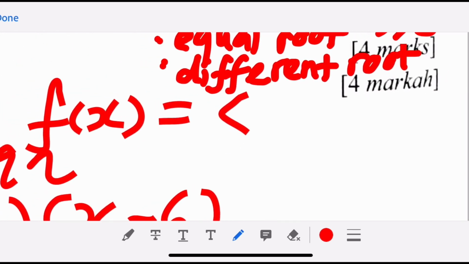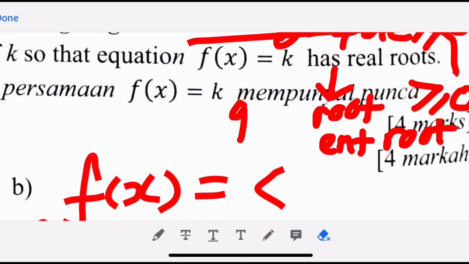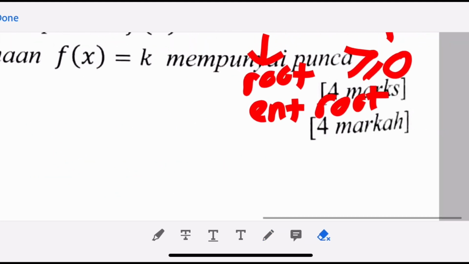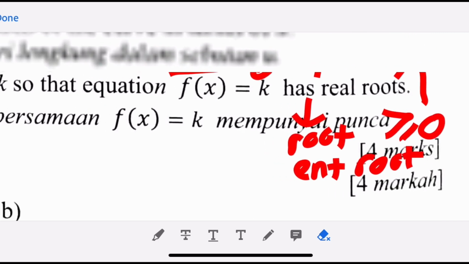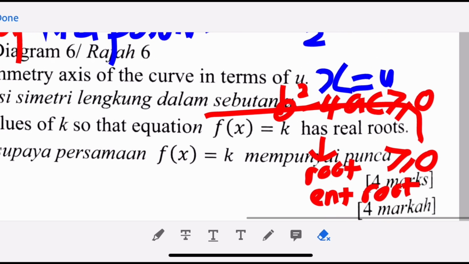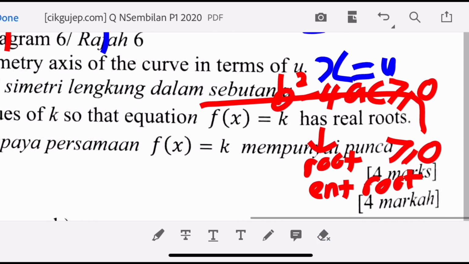Make sure you understand real root first before you proceed. Understand real root? So normally for real roots, you would use b squared minus 4ac more than or equal to 0.